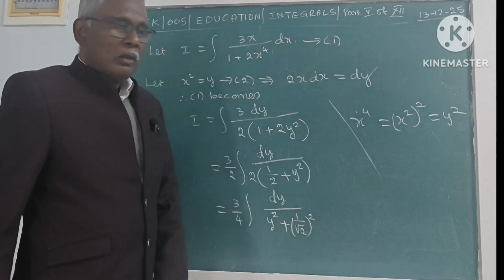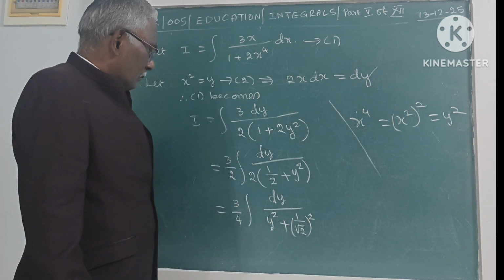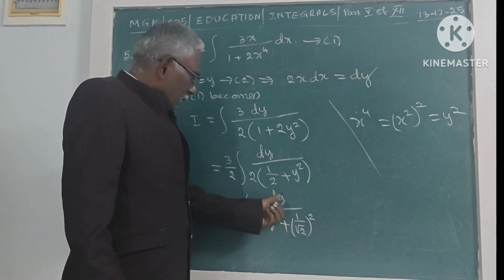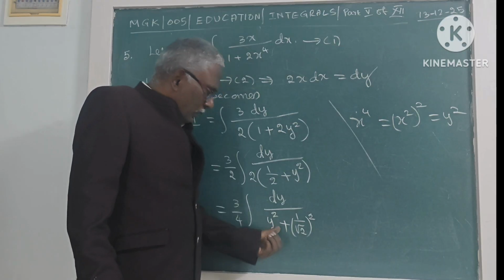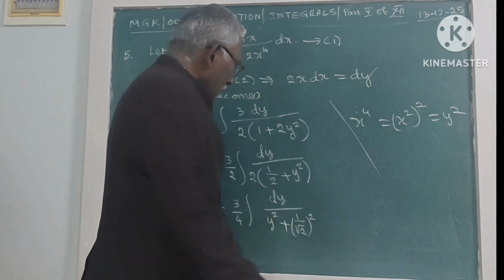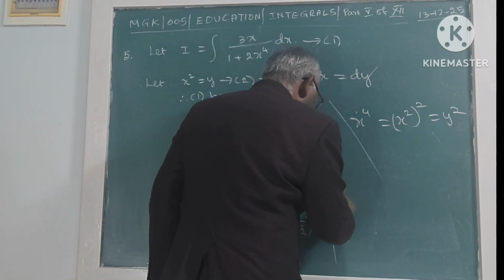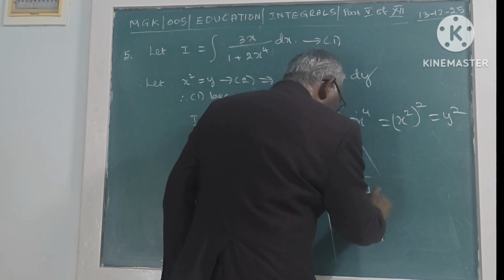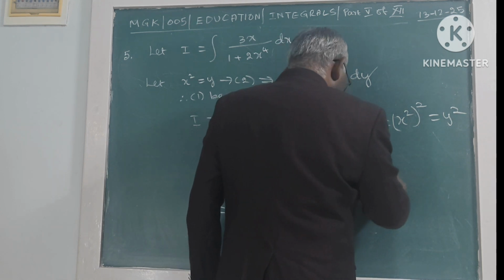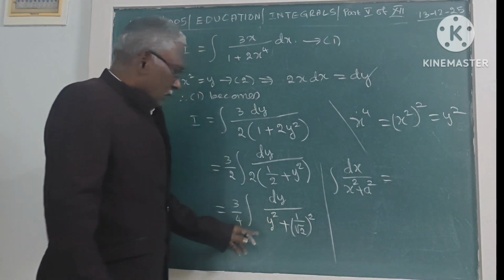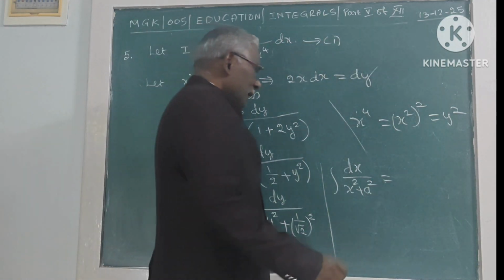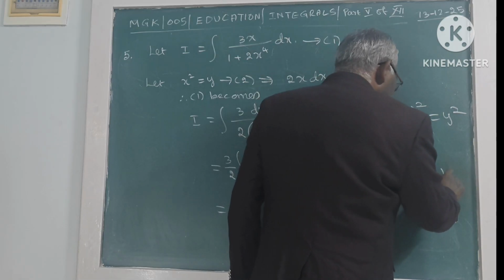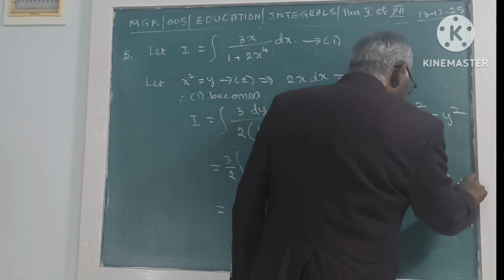1 by root 2 square. So this is in the form of integral dx by x square plus a square. So what is integral dx by x square plus a square? That is nothing but 1 by a into tan inverse x by a plus constant.